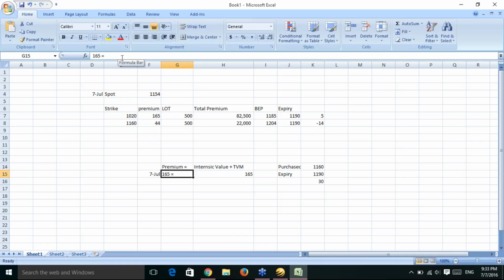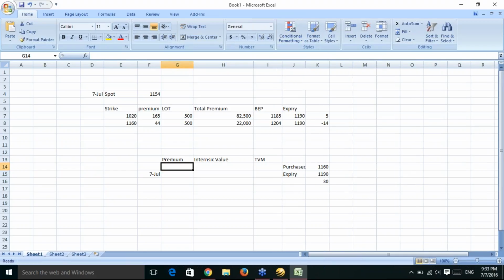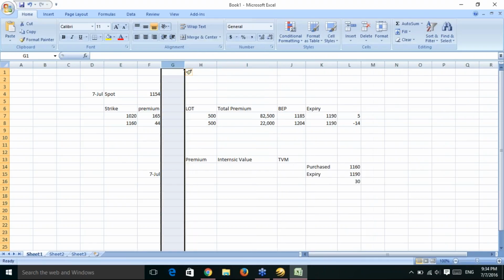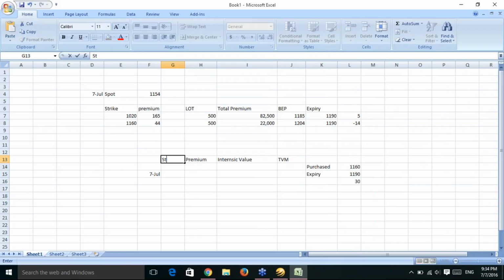So why is it so? Let's put it into two columns. I'll keep the premium, the intrinsic value, and the time value of money. The premium here I paid for the strike price. So remember, strike price, put it here. The strike price was 1020.